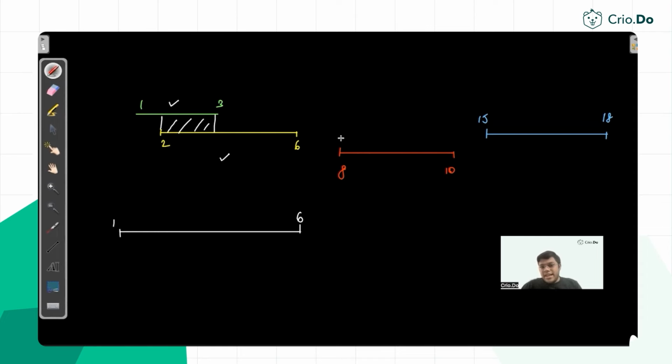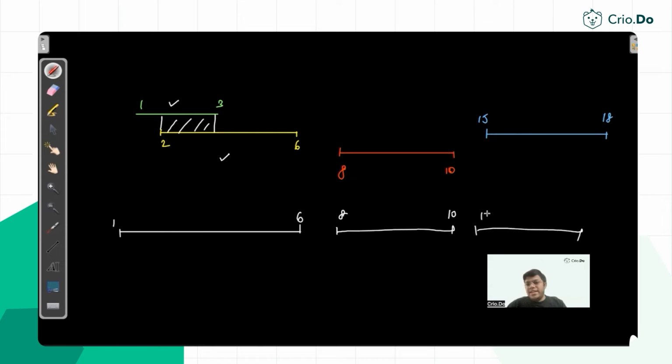What about red? Is the red interval overlapping with these two intervals? No, there is no overlapping portion. This is ending at 6, this is starting at 8. So 8 to 10 will be in the output directly. What about 15 to 18? Again, no overlapping portion. They have a distance between them. So 15 to 18 will be taken in the output directly.